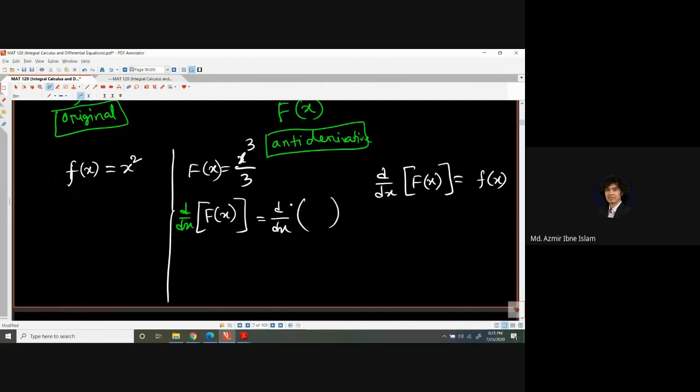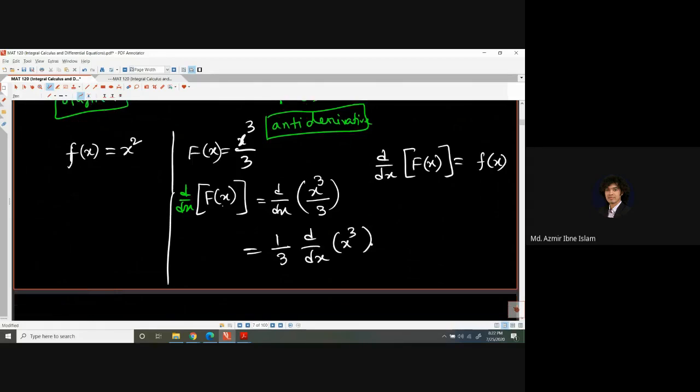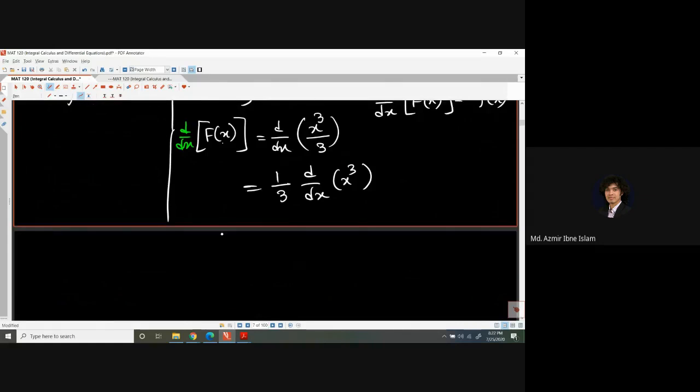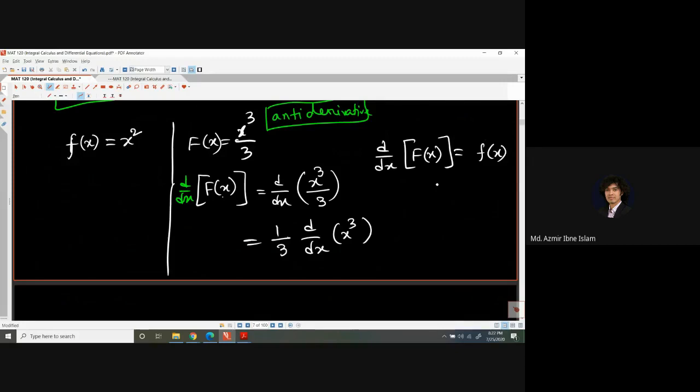d/dx of, inside F(x), we can now input x cubed over 3. Since 1 over 3 is constant, we can pull it out before the differential operator d/dx. Now you know that differentiation of x to the power n is equal to n x to the power n minus 1. This is our very basic formula from differential calculus.